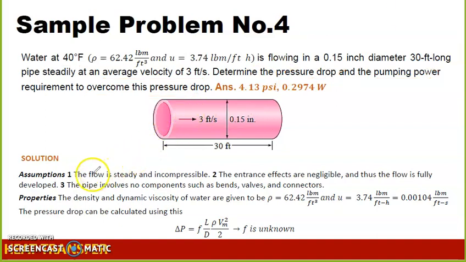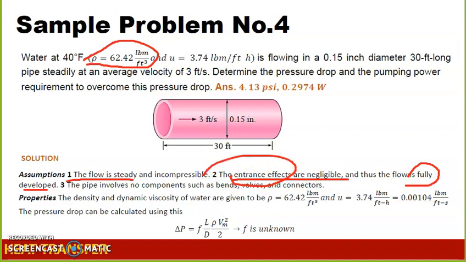These are some of our assumptions. We have the flow is steady and incompressible, so we maintain the density of the water at this level, and the entrance effects are negligible. Thus the flow is fully developed. Meaning in this analysis, we already consider the flow to be either laminar or turbulent, whatever the type of flow is. It's already fully developed. The entrance effects are no longer considered.